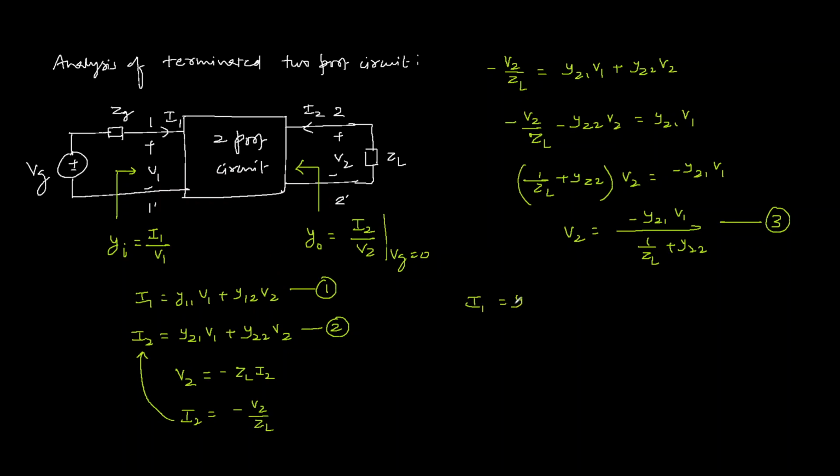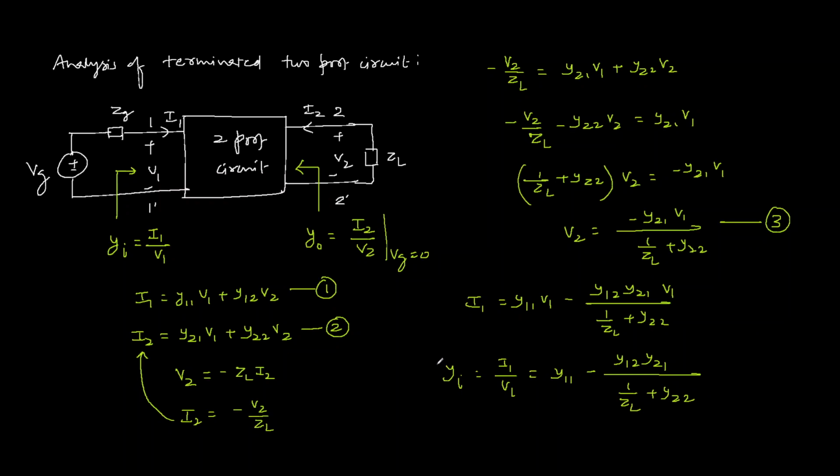So I1 is Y11 V1 minus Y12 into Y21 V1 over (1 over ZL plus Y22). Take V1 common and bring it to the left hand side. So Yi is I1 over V1, which is Y11 minus Y12 Y21 over (1 over ZL plus Y22). This is the expression for the input admittance of this terminated two-port network.